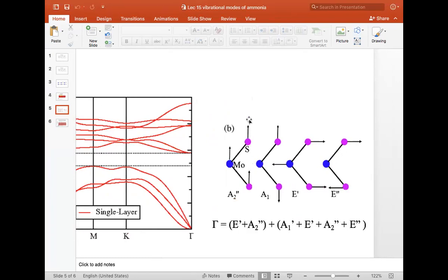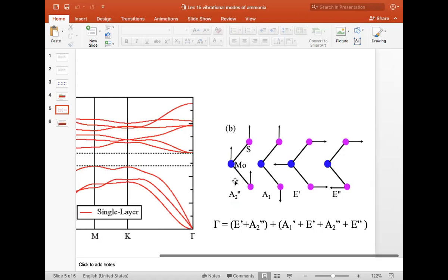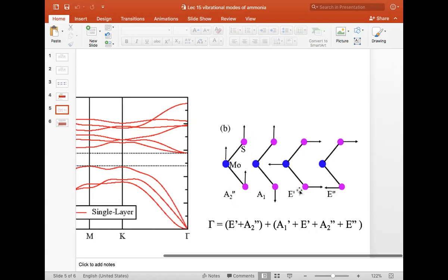I think this only shows the acoustic mode. There should be the one for the optical mode. Yeah, this is a translation. It doesn't show the A2 double prime mode. Okay, let's go to E prime mode. This is just acoustic.